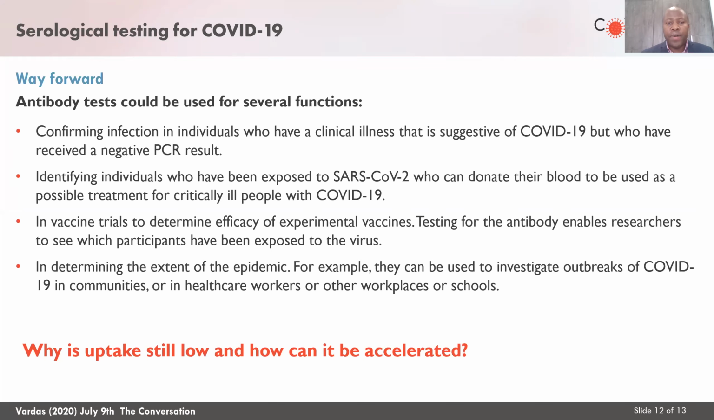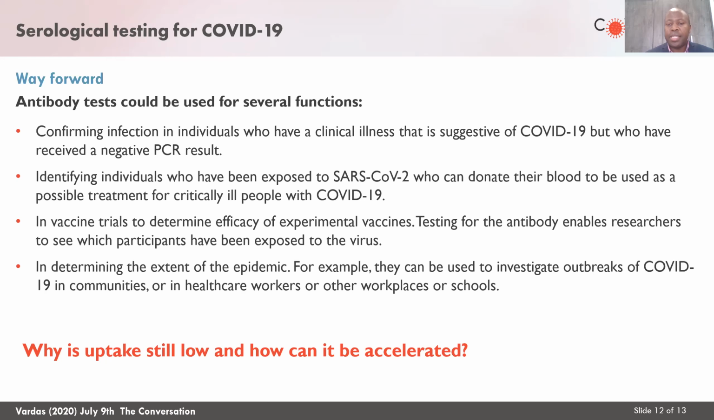So they can also be used for confirming infection in individuals who have clinical illness that is suggestive of COVID-19, but who have received a negative PCR result. They can also be used in identifying individuals who have been exposed to SARS-CoV-2, who can donate their blood to be used as a possible treatment for critically ill people with COVID-19. We know that plasma from people who have previously suffered from COVID-19 has been found to be quite effective as a therapy for other patients.